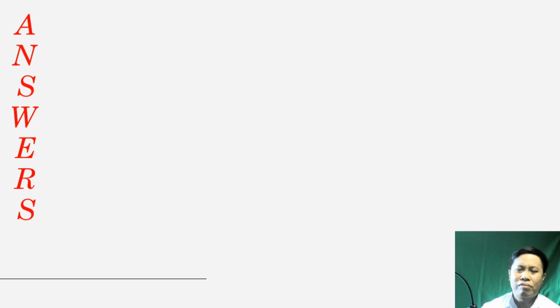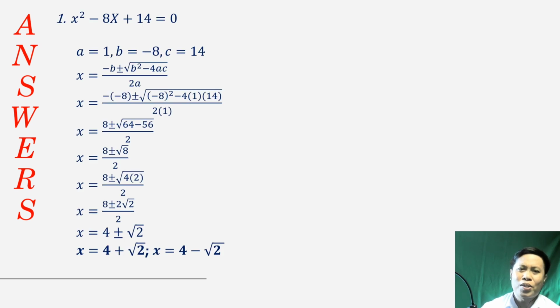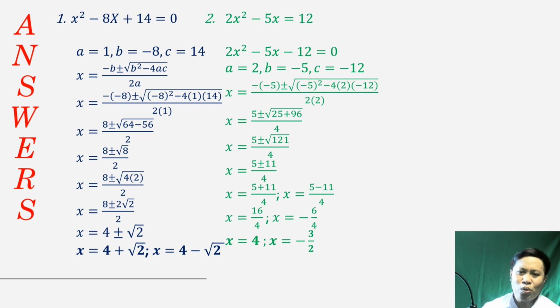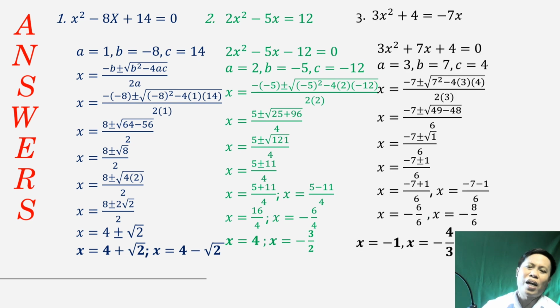Okay, here are the solution and the solution set. Okay, so for number 1, the values of x are 4 plus square root of 2 and 4 minus square root of 2. Then for number 2, the solution set is positive 4 and negative 3 halves. And number 3, the solution set or the values of x are negative 1 and negative 4/3. Okay, so that is the answer for the exercises.